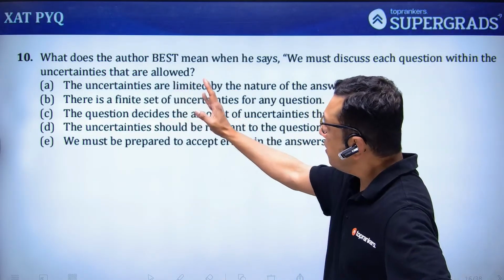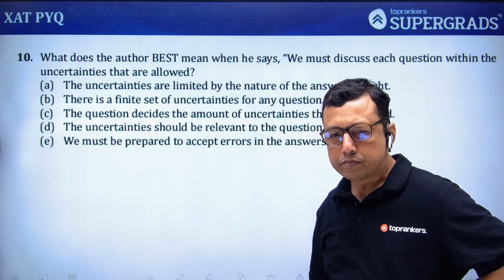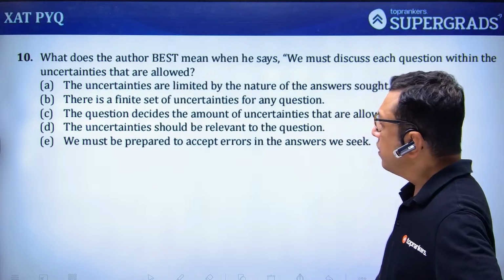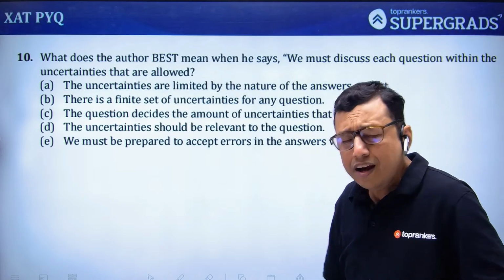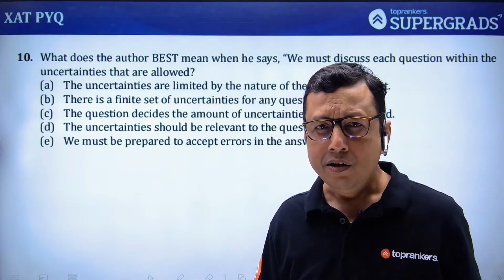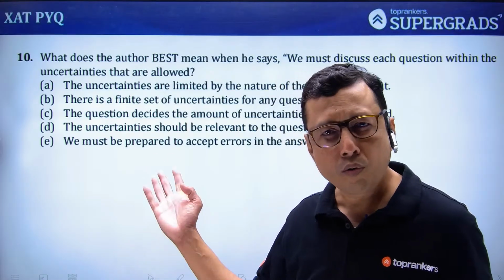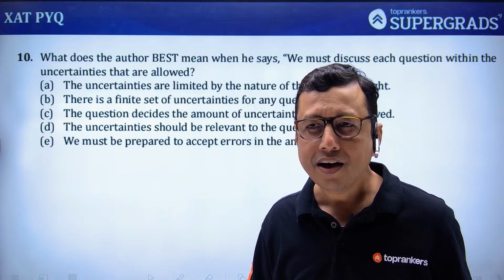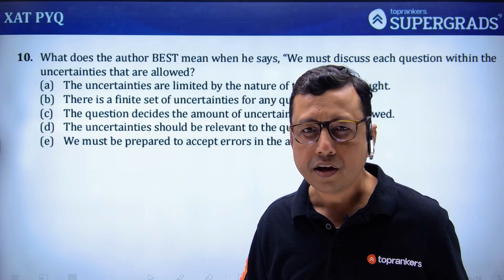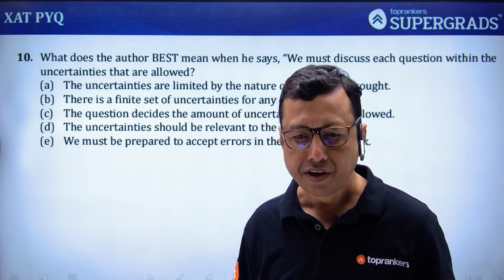The uncertainties are limited by the nature of the answer sought. Are the uncertainties limited according to the passage? Just think about it. Even if you don't go back to the passage, uncertainties, there's a probability that things are uncertain, right? And there is no limit that the author draws around uncertainty.